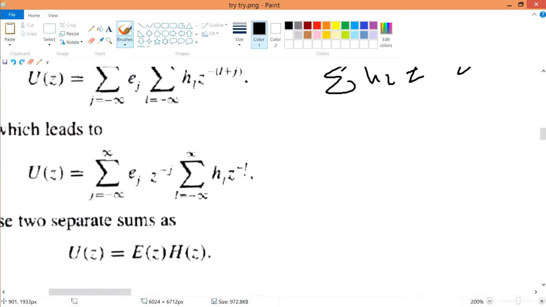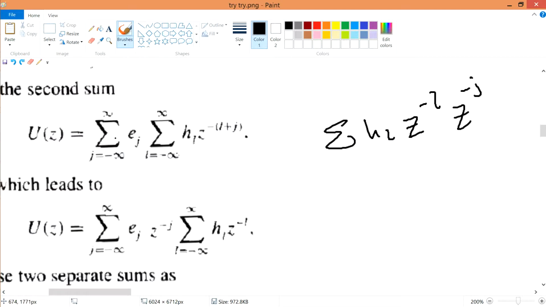But it's still in the z transform, because instead of k it's l now. So if you z transform this h over here, what you have is H(z). And this thing over here becomes another z transform of e, right?